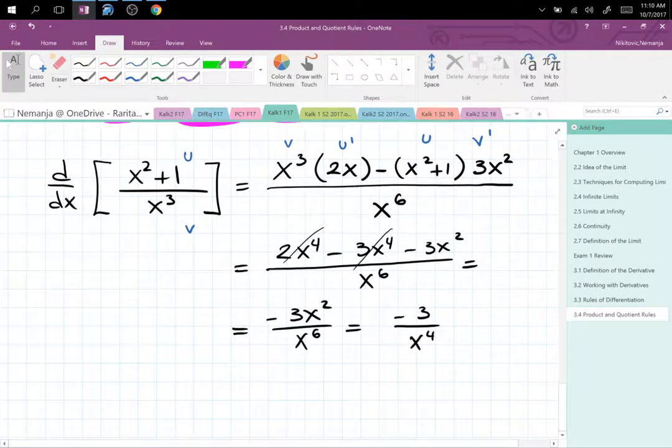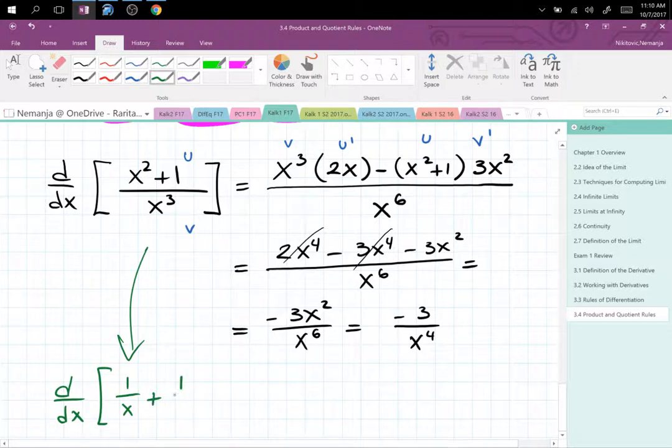An answer like this tells me I should be able to cheat in a way, and I already said if you do long division, in this particular case, you get 1 over x plus 1 over x cubed. I copied something wrong.